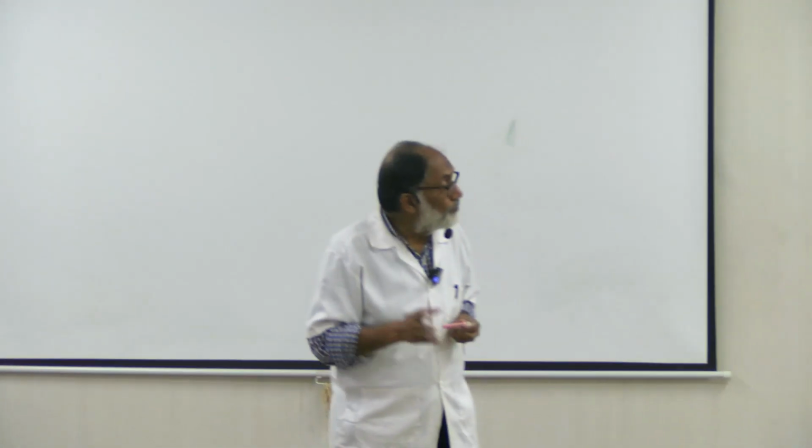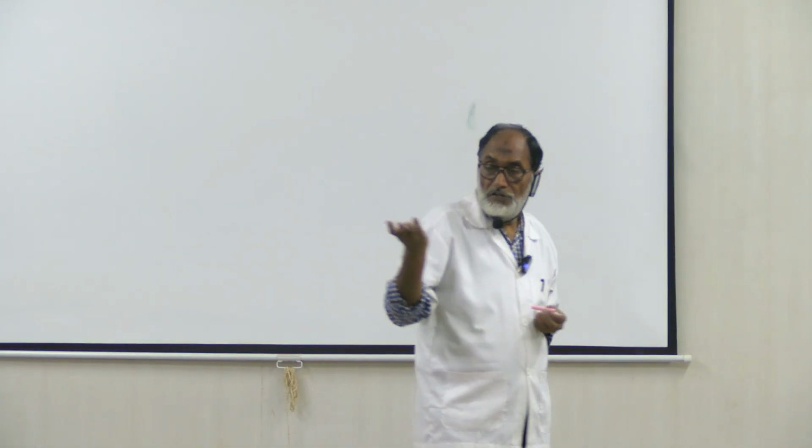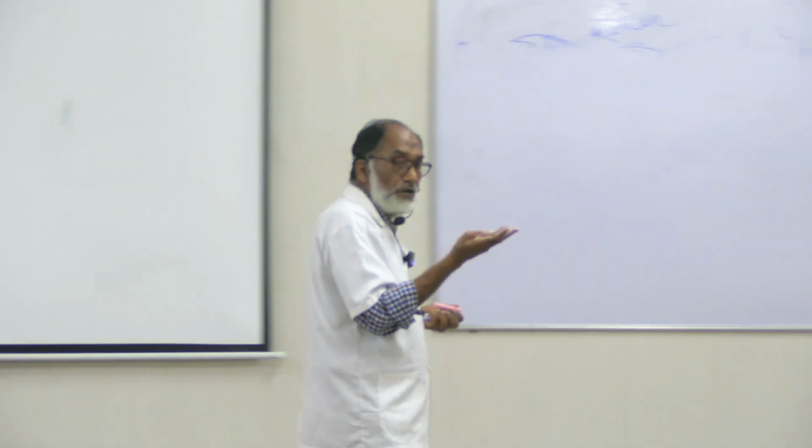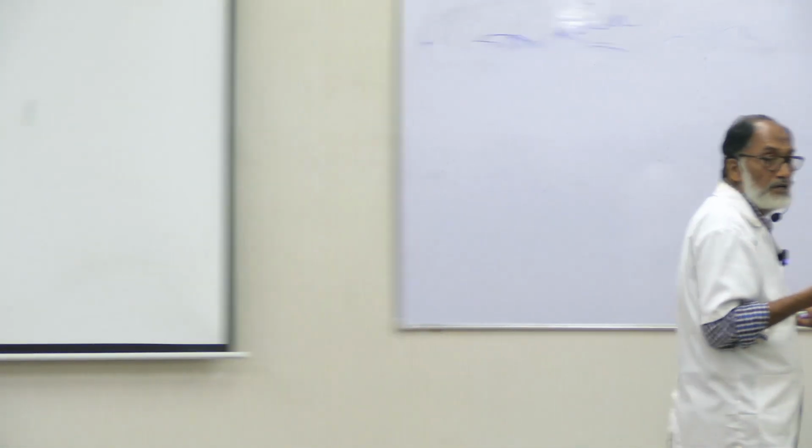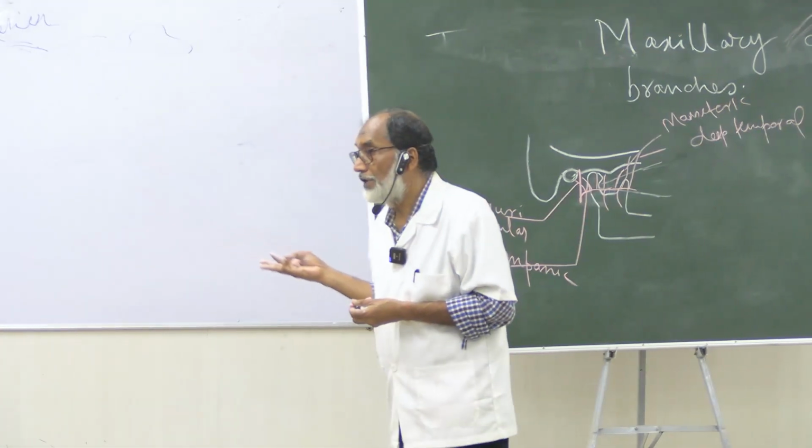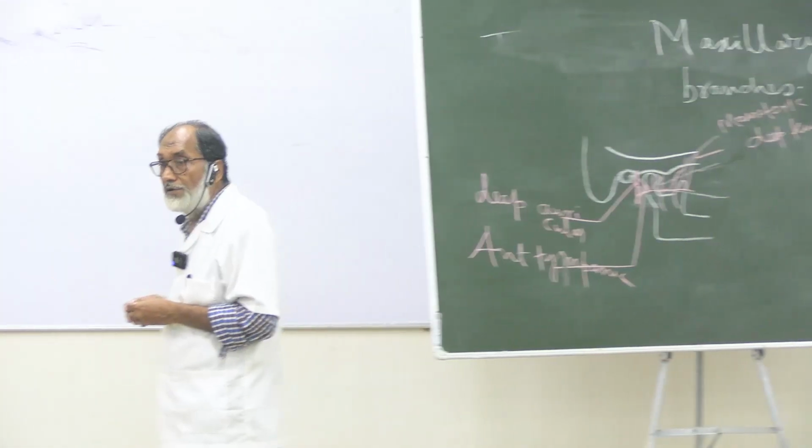Second part, what are they? Masseter, temporal, medial pterygoid, lateral pterygoid and what else? Buccinator. There is another branch, buccinator.